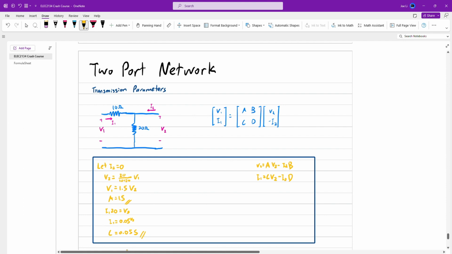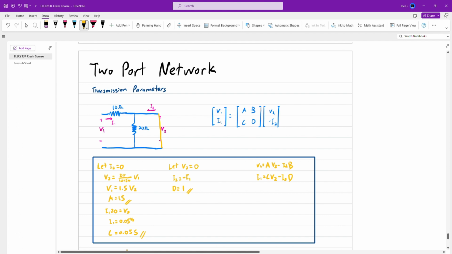Now let's keep going by letting V2 equal 0. What does that mean? V2 is 0. That means we short circuit this part. We see nothing but a 10 ohm resistor. Now, by short circuiting this, we know that I2 is going to be equal to negative I1, because no current is going to go through this resistor. So we can safely say that D is going to equal 1, because there's a negative sign here. Negative cancels out, so this is going to be 1.